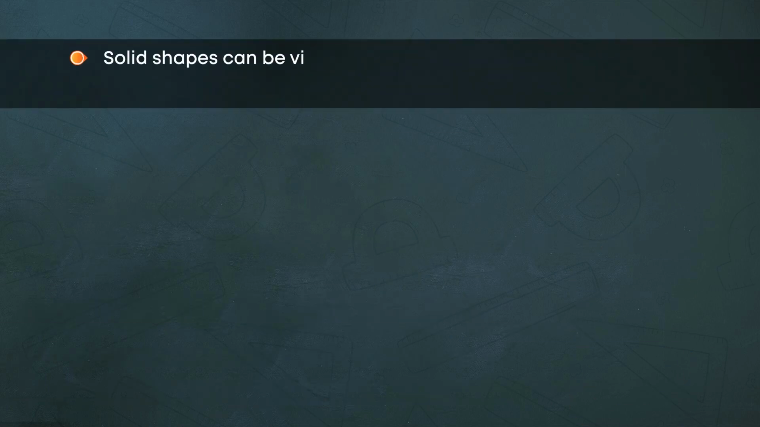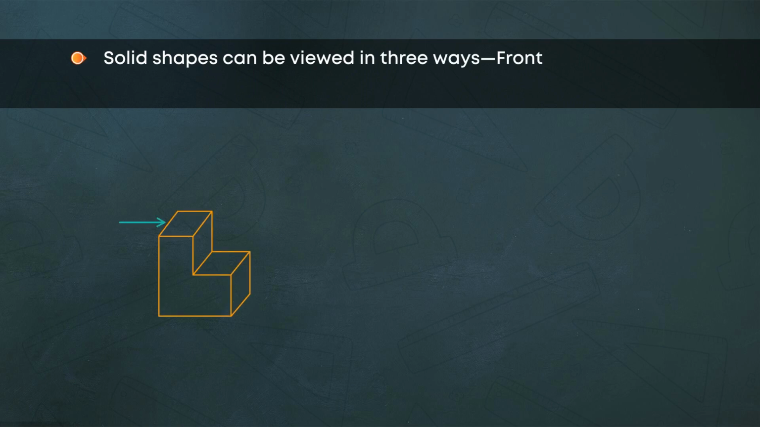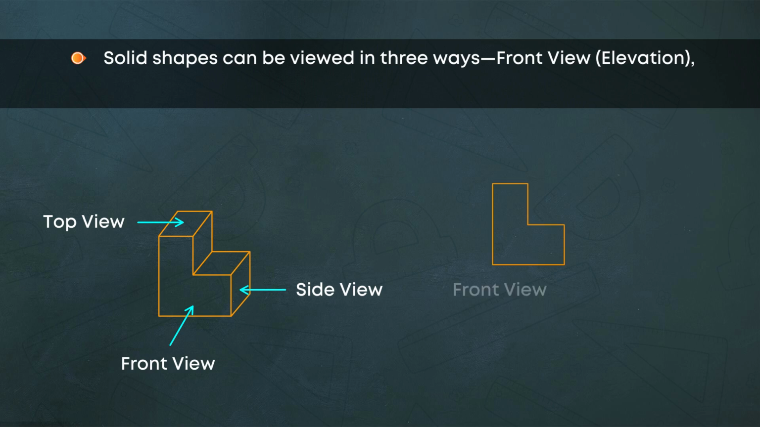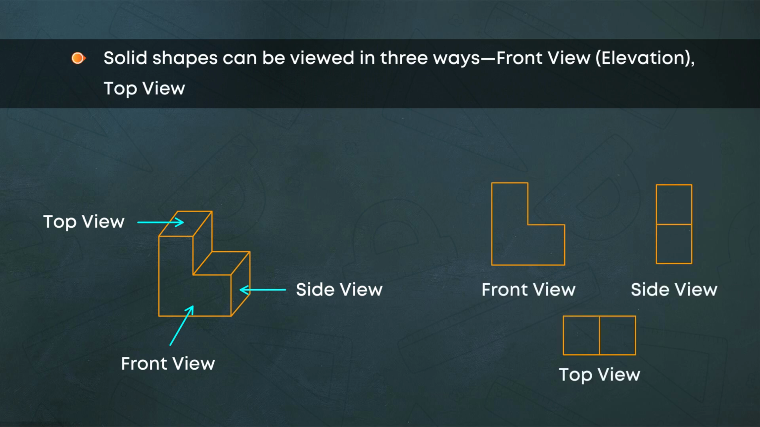Solid shapes can be viewed in three ways: front view, elevation; top view, plan; and side view.